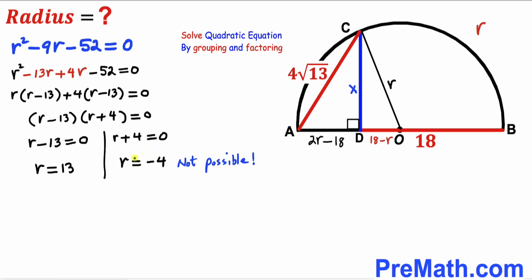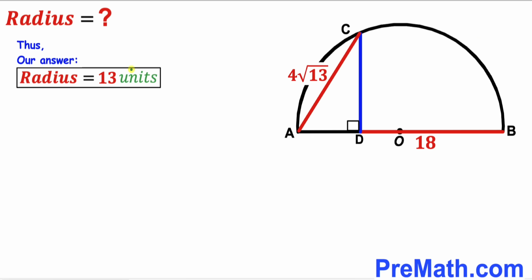And now we can see r equals negative 4 is not possible because radius cannot be a negative number. So therefore we are going to reject this negative value of r, and we are going to accept r equals positive 13. So thus after all the calculations and manipulations, the radius of this semicircle turns out to be 13 units. And that's our final answer.